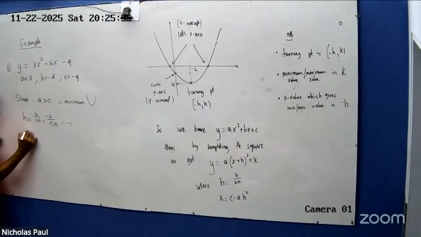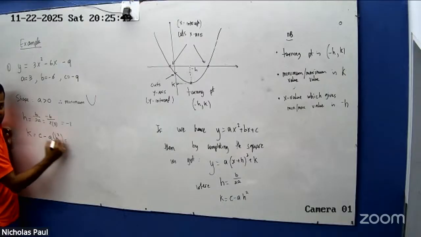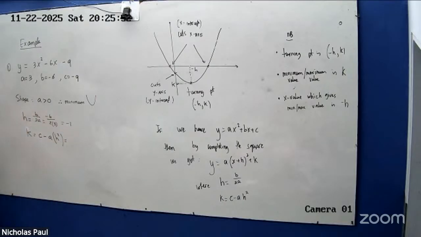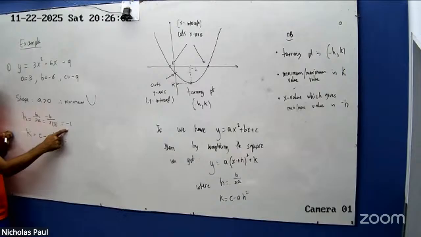Now I need to find K. Look at the formula there. The formula is C minus A times H squared. I'm doing something here because people generally get this wrong. I'm squaring the H first, so I put it in brackets for you to remember. No, that's minus H, this is H. When you want to get minus H, that'll be positive 1. But H is minus 1. The formula I gave you there is for H.